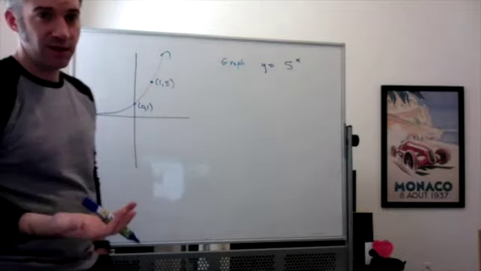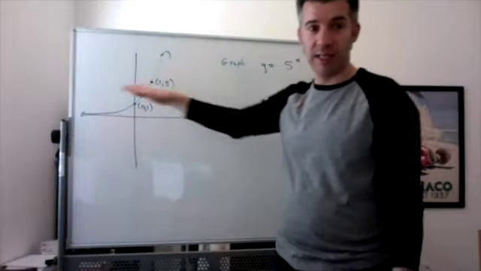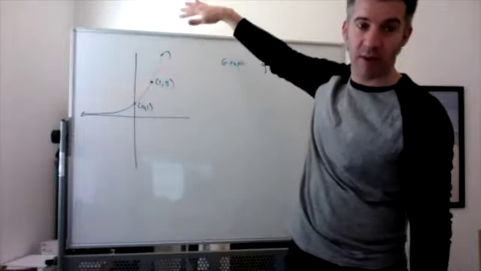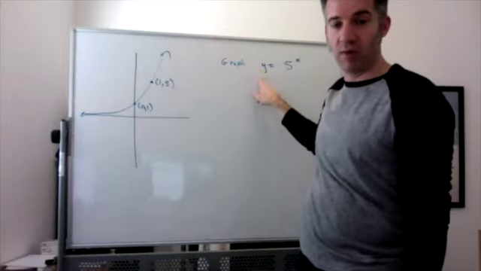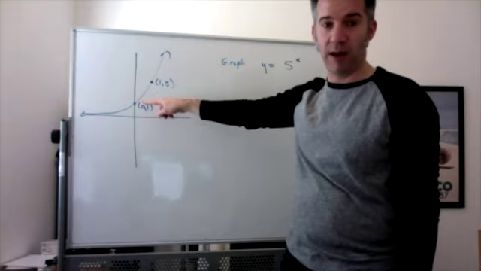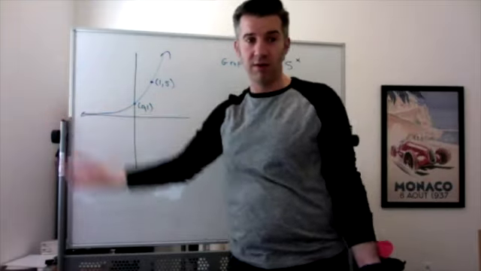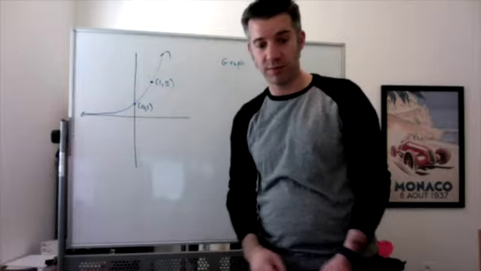But really, an exponential function has this shape. It's increasing exponentially from left to right as long as your base is greater than 1. And it's going to go through the y-intercept of 0, 1. And it's going to have a horizontal asymptote to the left of y equals 0.